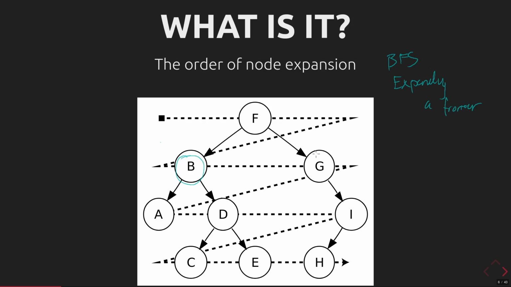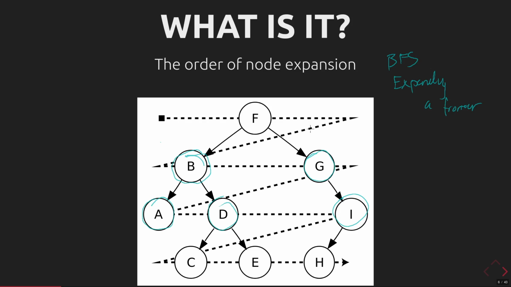But once you have B and G, where do you expand to next? Well, you have to expand to the nearest unseen nodes. So the nearest unseen nodes are A, D, as well as I, right? And you can see that when you enqueue these things to see next, you're really using a queue data structure, right?